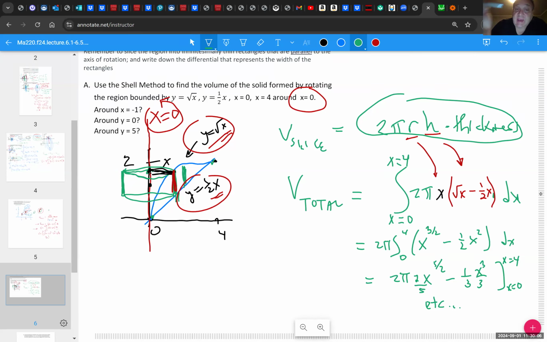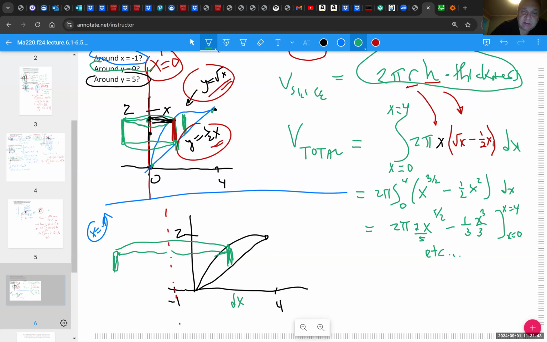I need to figure out the formula for the shell method for the volume. We already know that the formula for the volume of a slice is just 2 pi r h times how thick it is. Then to find the volume of the whole thing, you just add them all up together using an integral. The hard part is visualizing what's going on and finding the r and the h. The thickness we already know is dx because we sliced it vertically.